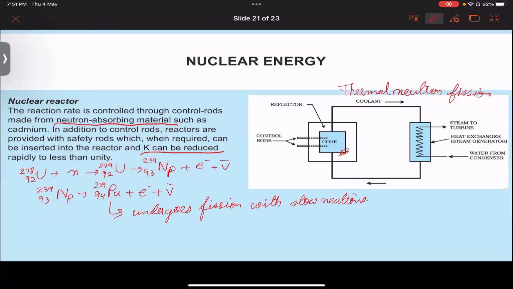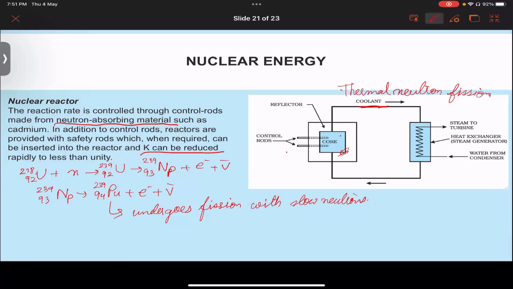It could be enriched uranium, which has a greater abundance of uranium-235 than the naturally occurring uranium-238. It also has the moderator and the control rods. So it has all of these, and a coolant is supplied, because as energy is released due to the fission reaction, we need to stop the overheating, and for that we need coolant.